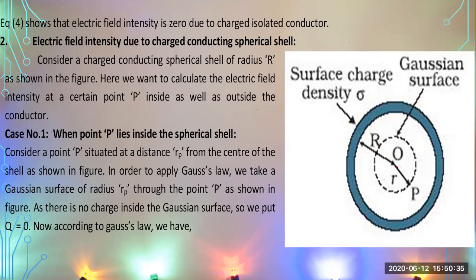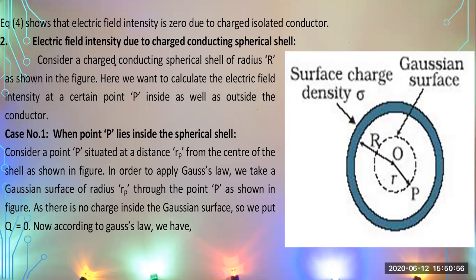Now we have considered any point P at a distance r from the center of the circle. So the radius of the circle is r, and the point is at a distance r from the center. So we will calculate the electric field intensity at this point P.